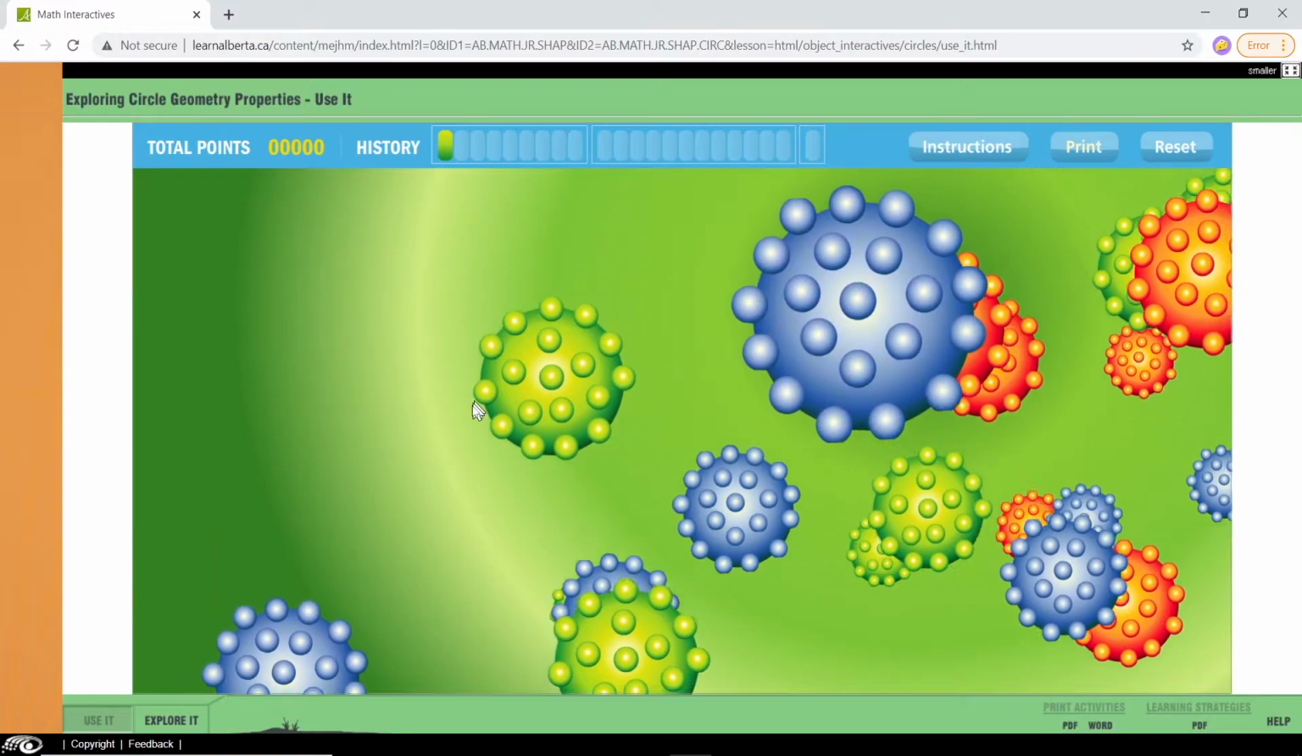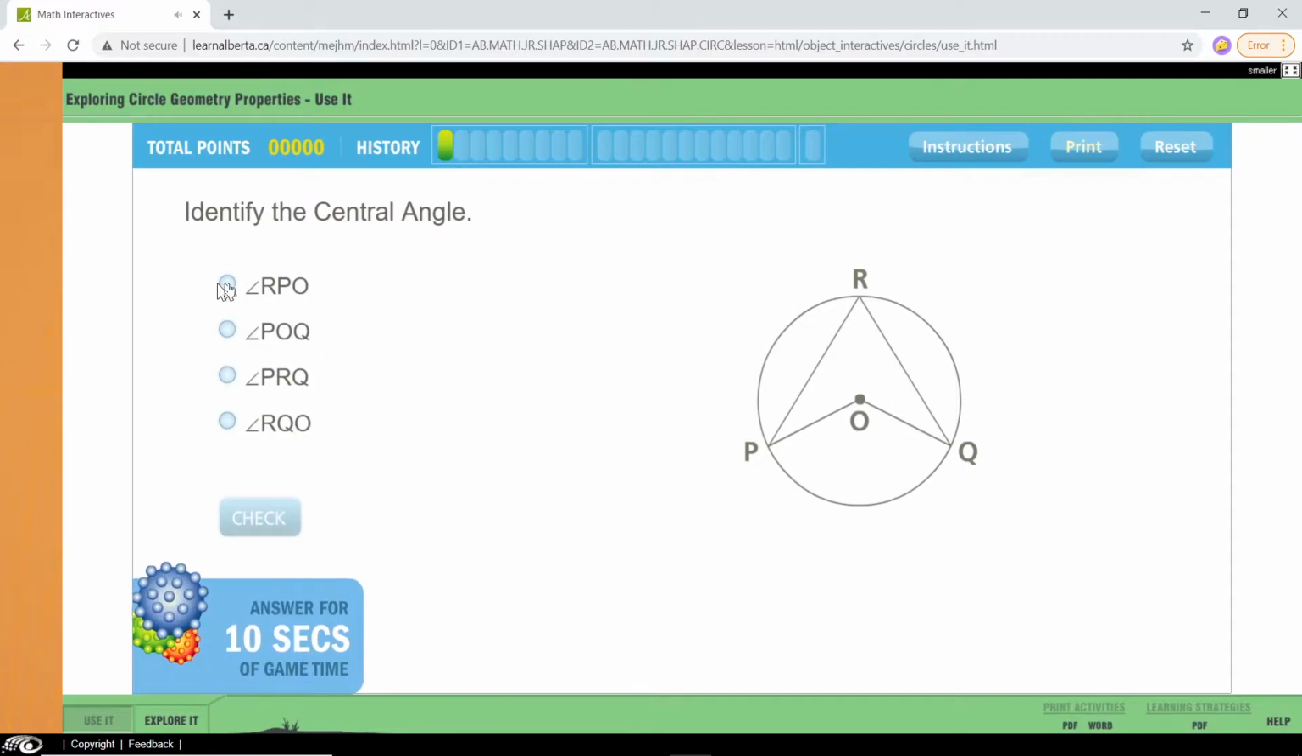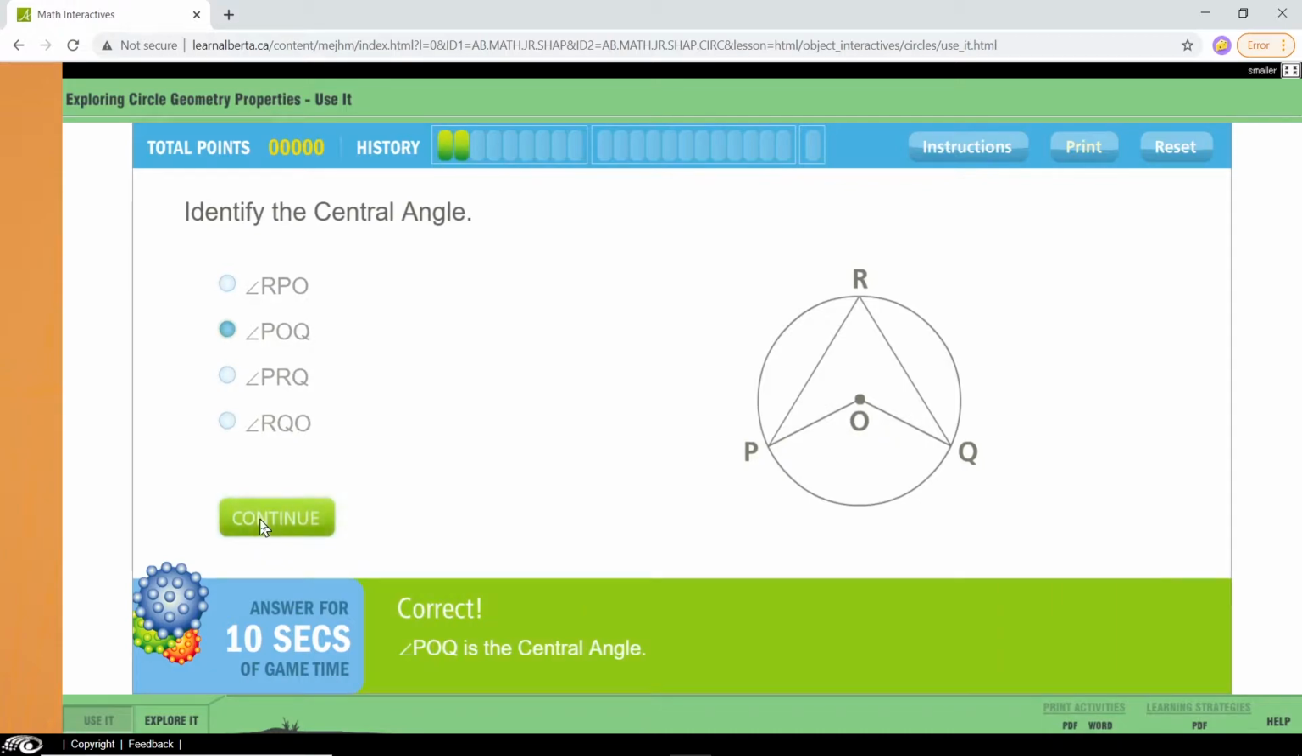Okay, so we choose another circle again. Identify the central angle. The central angle must relate to the center of the circle. So the answer is angle POQ. Okay, correct. Let's continue.